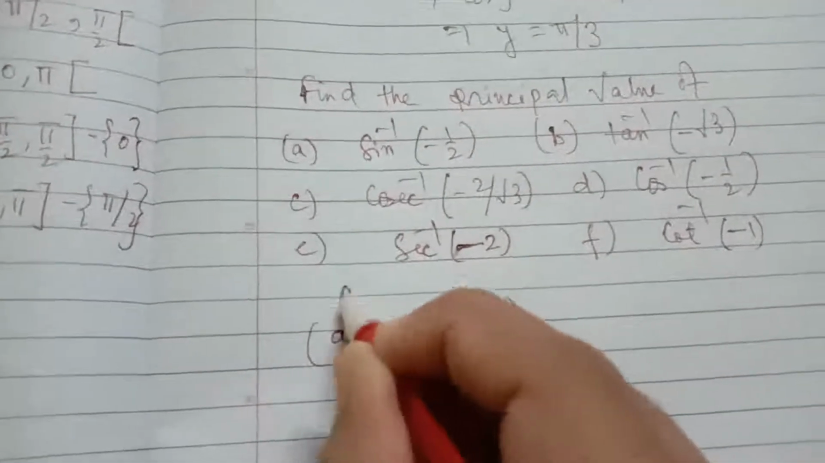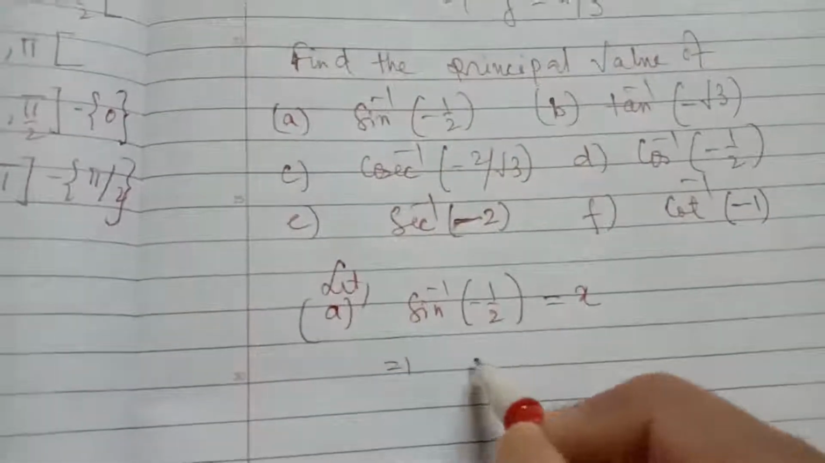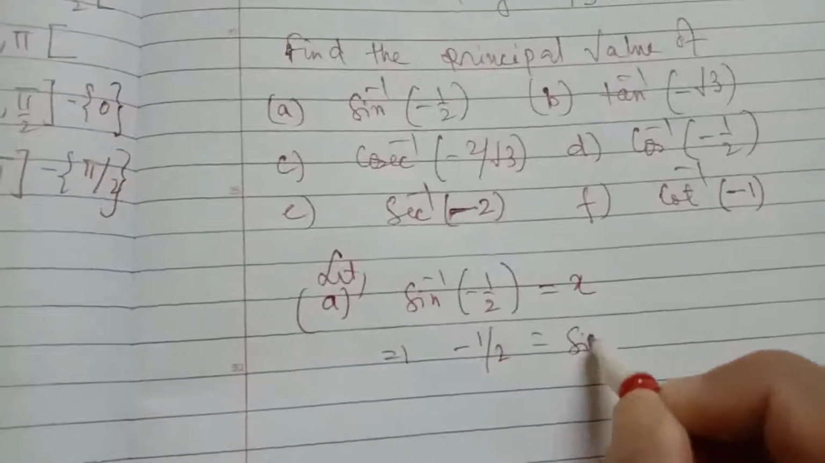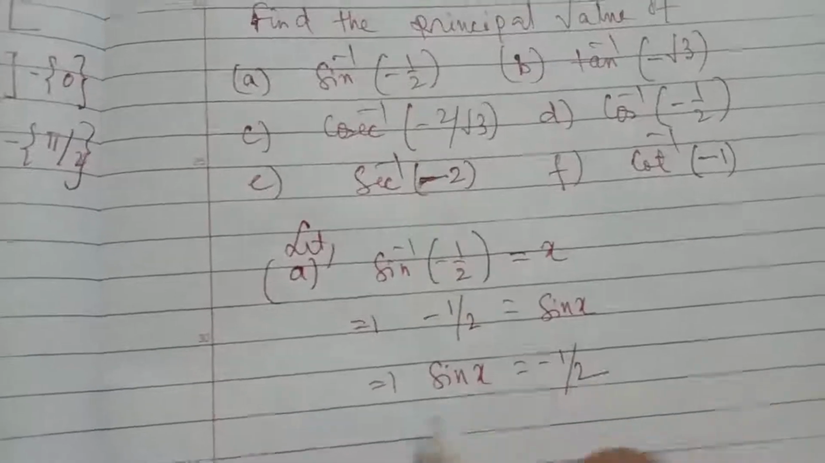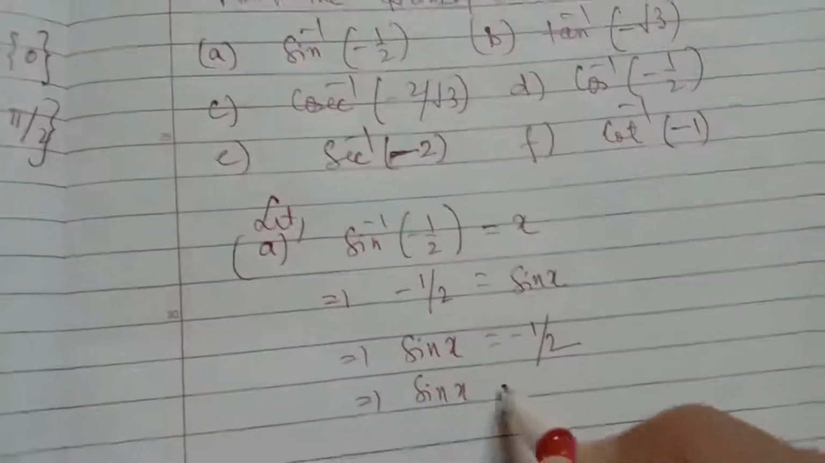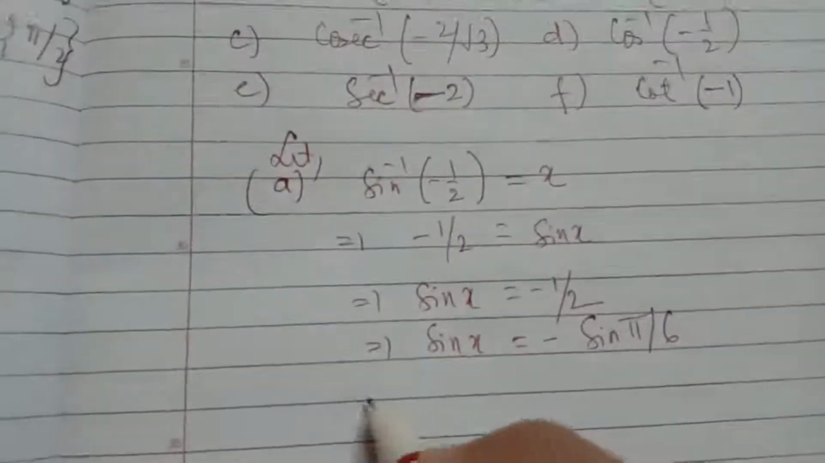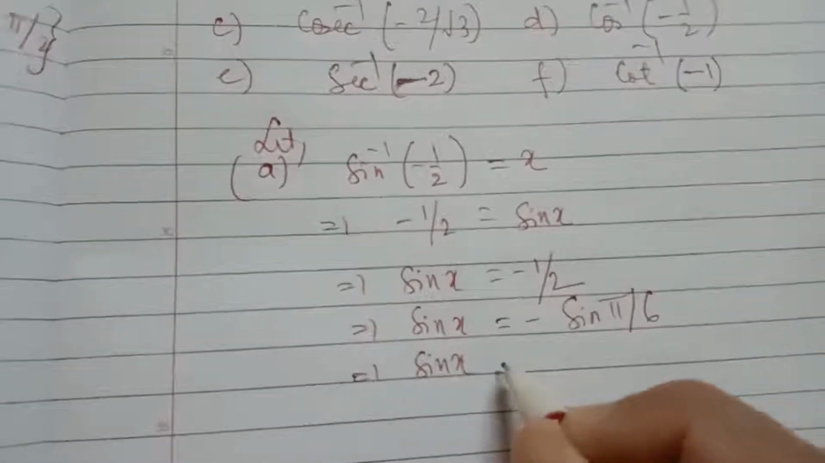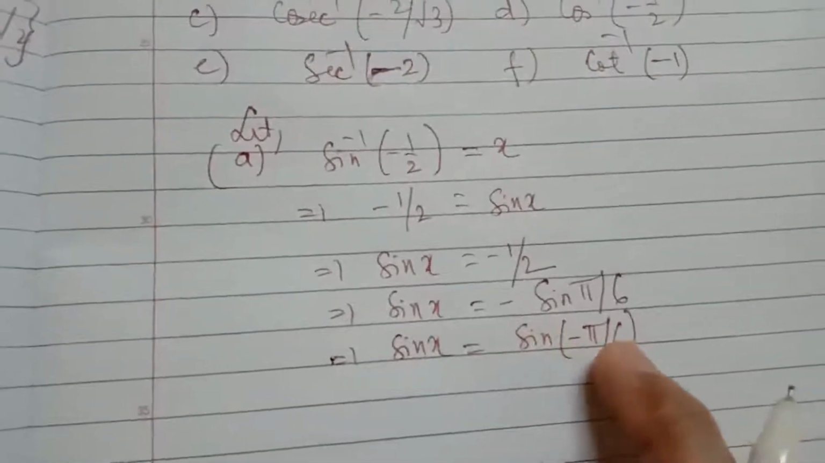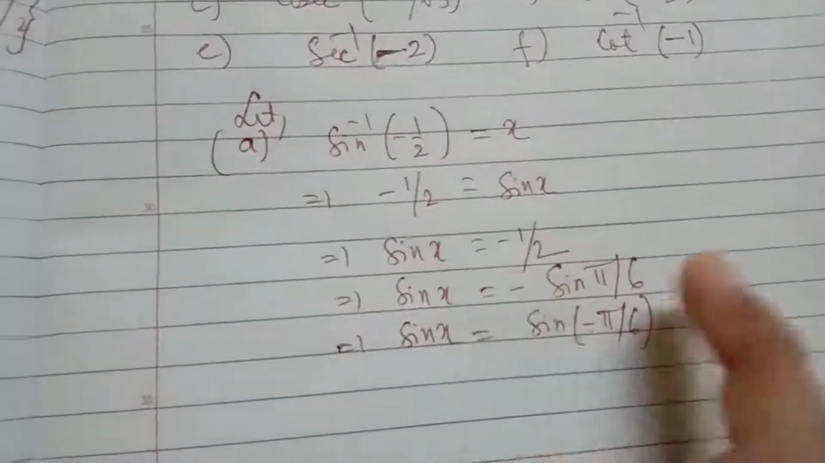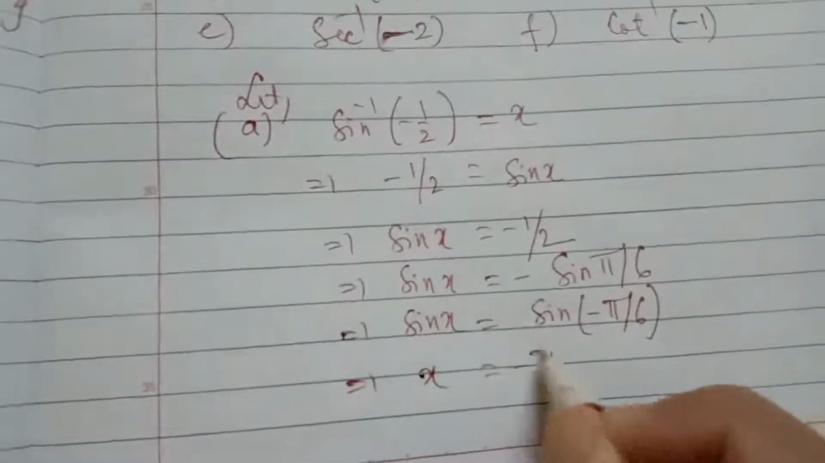Let sine inverse of minus half equal to x. So sine of x equal to minus half. Half is sine of pi by 6, and what we have to do? Sine of x equal to sine of minus pi by 6, since sine of minus theta is minus sine theta, which we learned in class 11. So x equal to minus pi by 6.